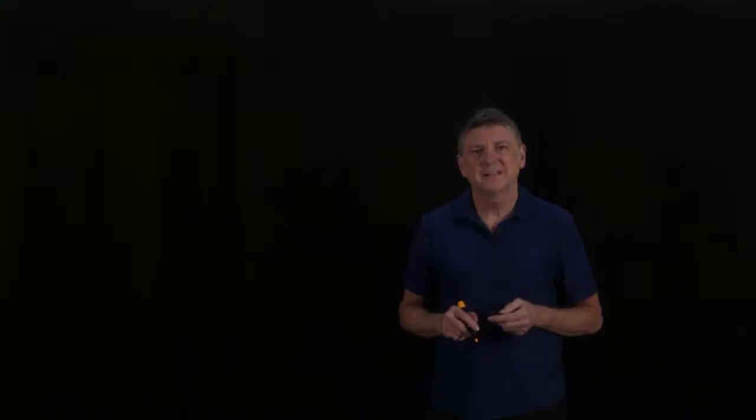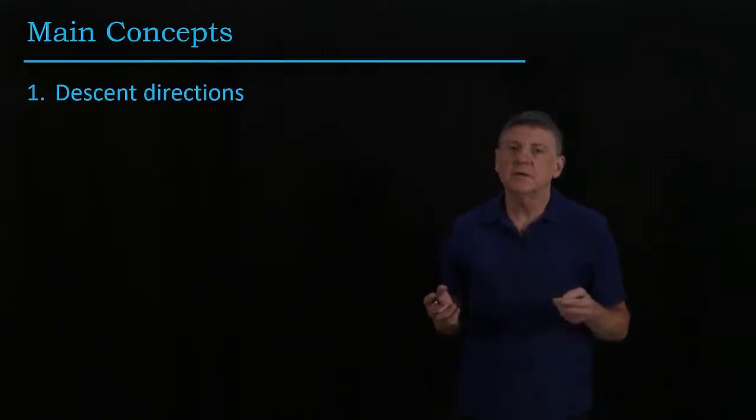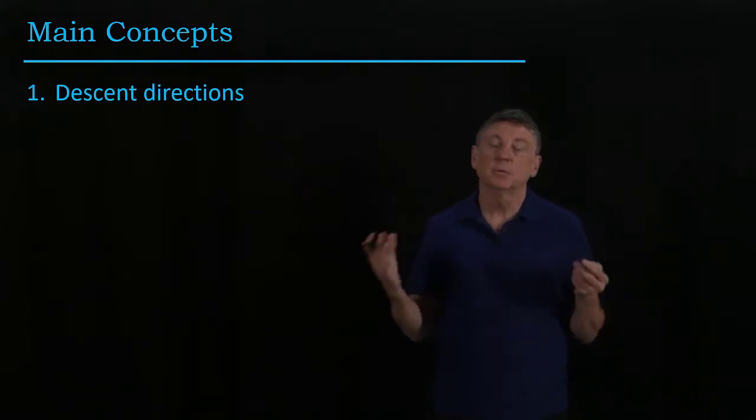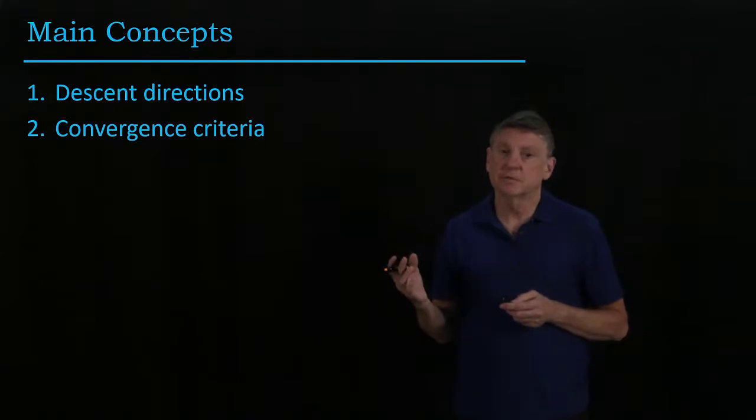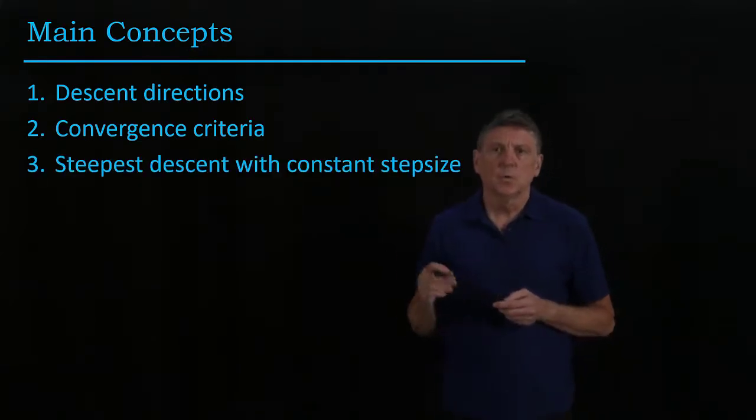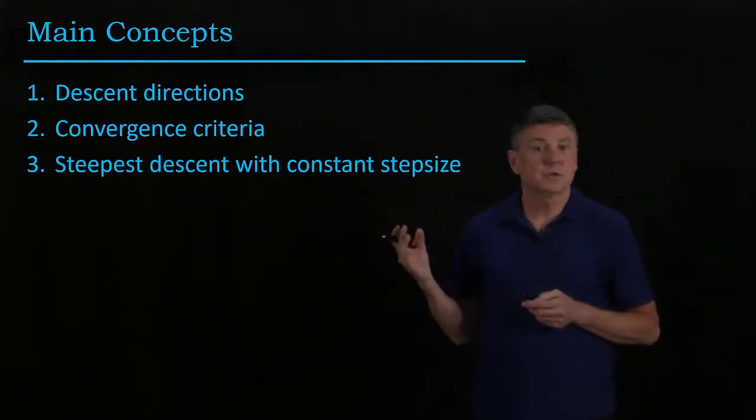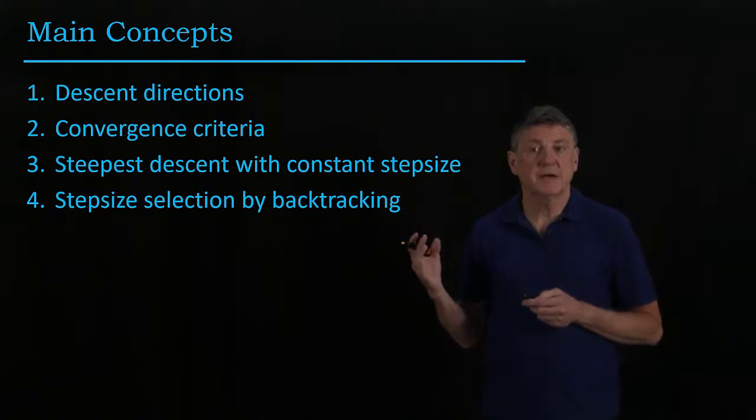Welcome. In this lecture, which has multiple sessions, we'll explore a way to estimate the location of a minimizer for a function that has a vector argument. The main concepts that we'll go through: we'll first look at what a descent direction is, then we'll look at some of the convergence criteria we might use. We'll explore steepest descent using a constant step size and then using backtracking.